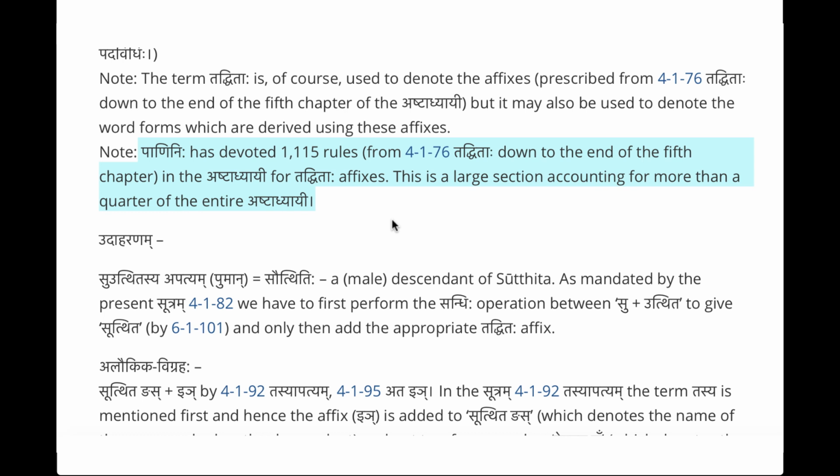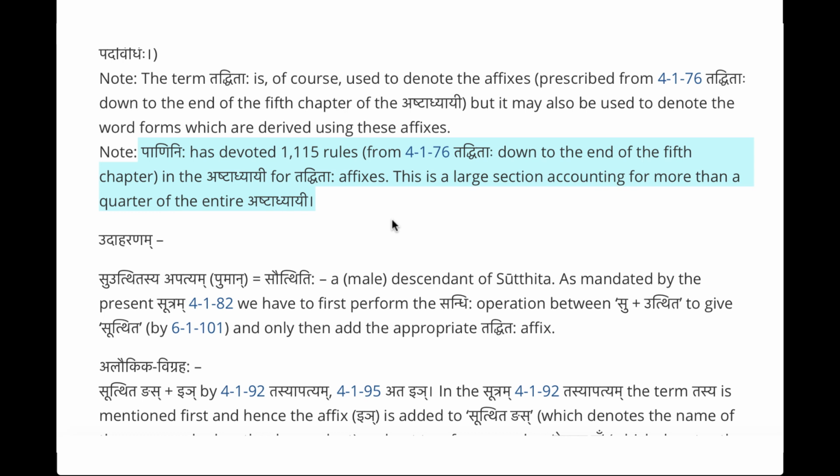So we don't have many steps in the derivation, but to find out which affix to apply in which meaning to which nominal base, that is not that easy because there are more than 1,000 rules, which is what 25% of the Ashtadhyayi is devoted to this topic of tadhitaha. It's a large section accounting for more than a quarter of the entire Ashtadhyayi.